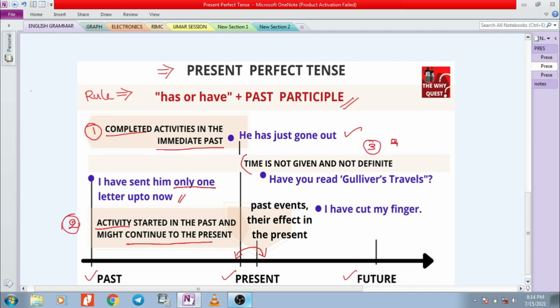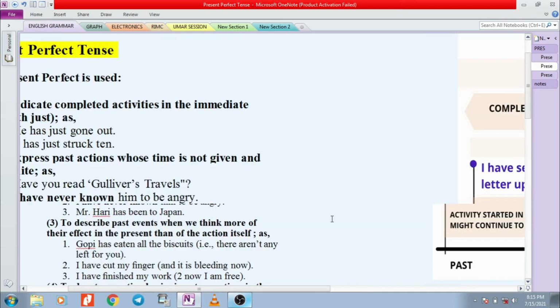The third rule is time is not given and not definite. Have you read Gulliver's Travels? You can speak about a book where no time is specified here. The fourth one is past events and their effects in the present. Let us look at an example. I have cut my finger. You have cut your finger and effect of blood oozing out is happening even now in the present.